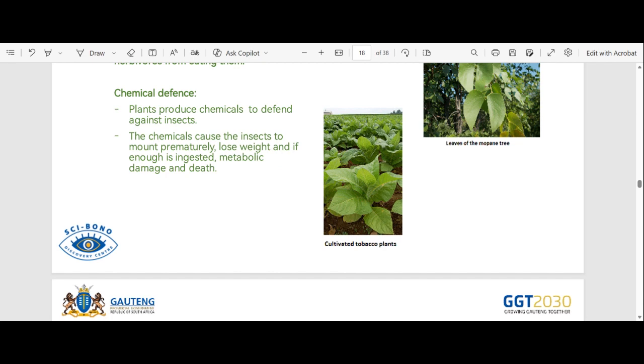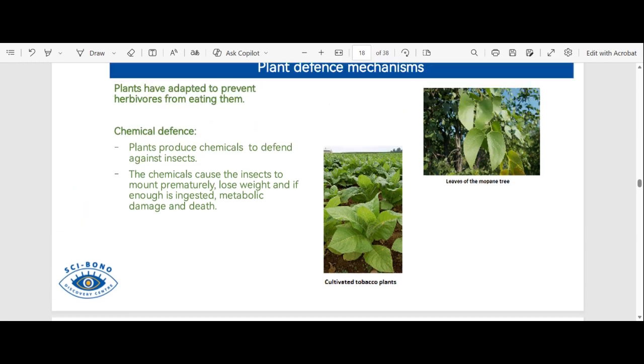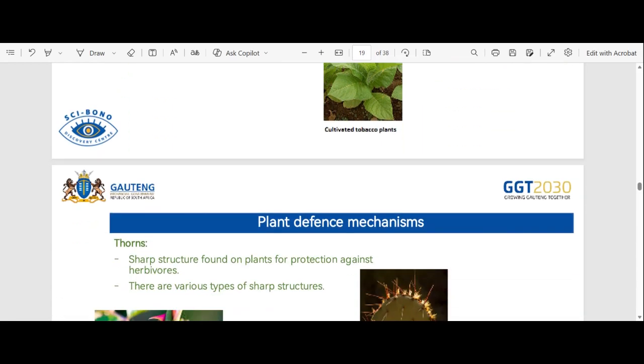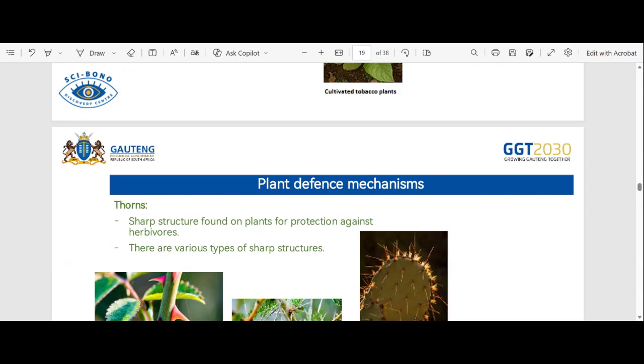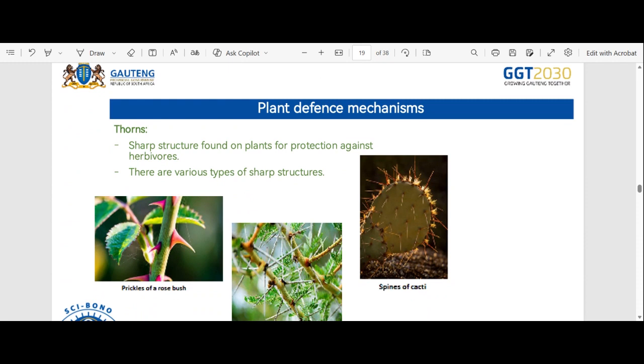So chemicals prevent predators or herbivores. What are herbivores? Herbivores are animals that eat plants. Remember, in grade 10, I think, we learned about omnivores, herbivores, and carnivores. Okay, let's look at other defense mechanisms. Other plants defend themselves through thorns. What are thorns? These are sharp structures found on plants for protecting against herbivores.